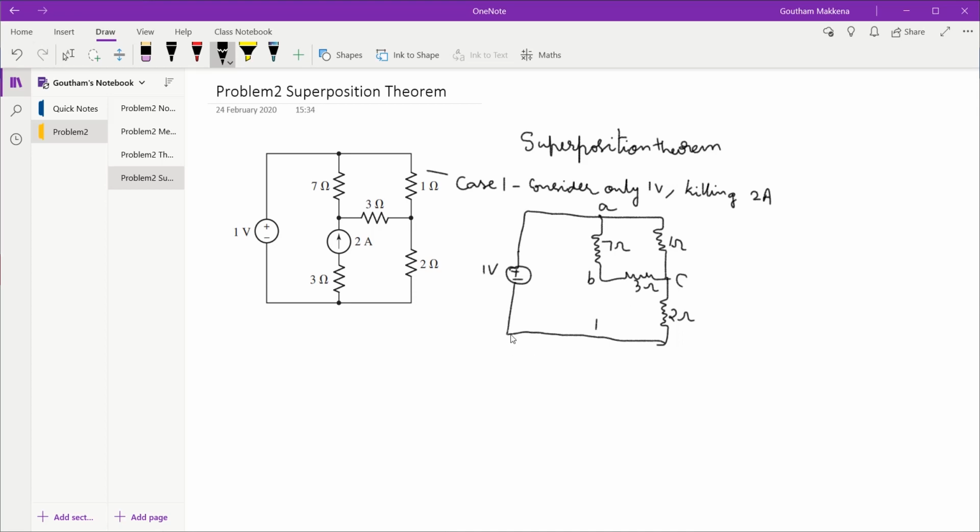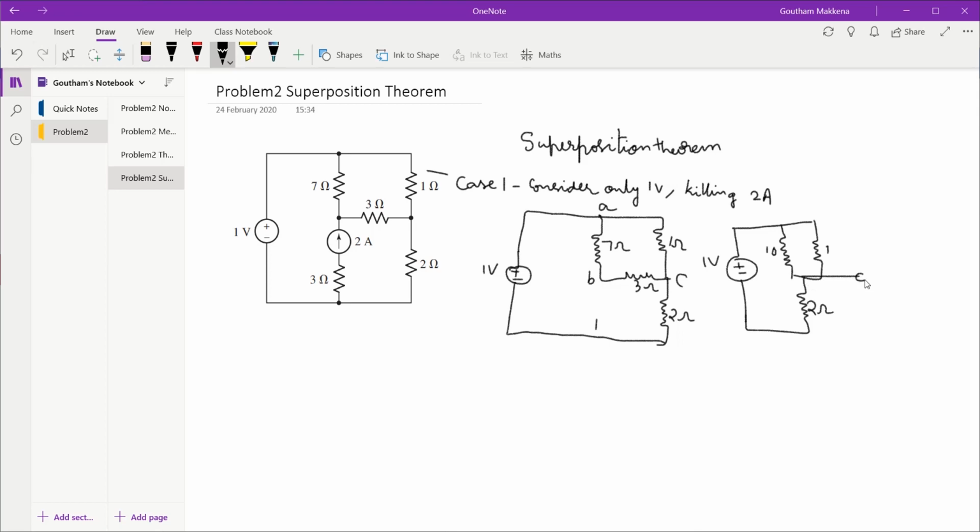Now this is a much simpler problem wherein we can see that 7 and 3 are in series because the same current flows through those two. So if I now redraw this circuit, this is the 1 volt voltage source. Here I have a 10 ohm resistor in parallel with the 1 ohm resistor, and this is my 2 ohm resistor. Remember, I want the current flowing through the 7 ohm resistor, which is nothing but the current through the 10 ohm resistor.